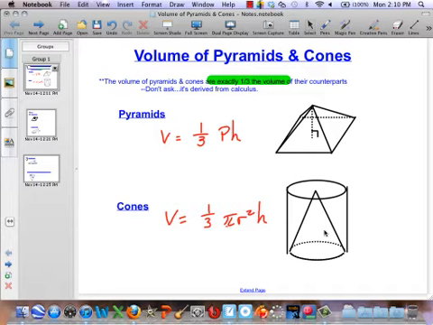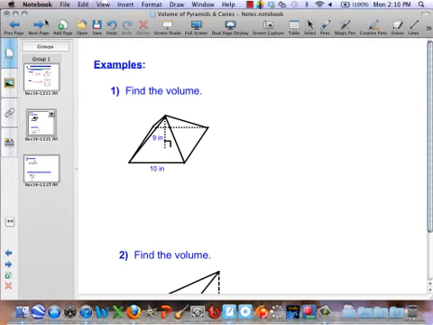To actually prove that the formula is exactly 1/3 pi r squared h, we do use a little bit of calculus. That's not something we need to be concerned about in this class. But to me, there's no sense in memorizing all these different formulas. All you can memorize is just a few of them and be able to adapt them based on the shape that you have. So let's go forward and look at example 1.